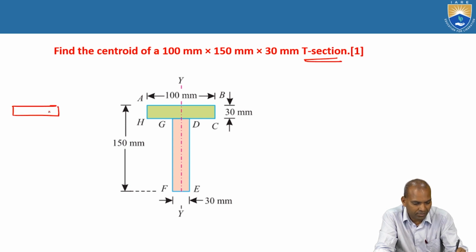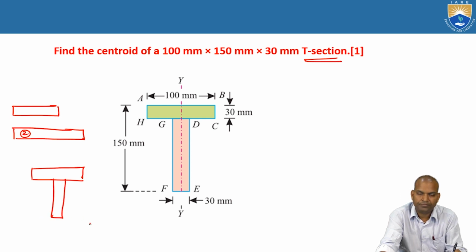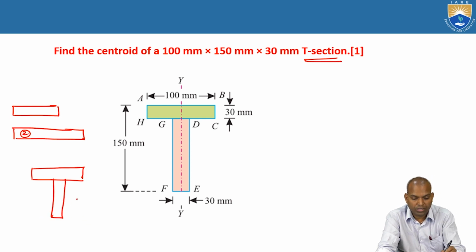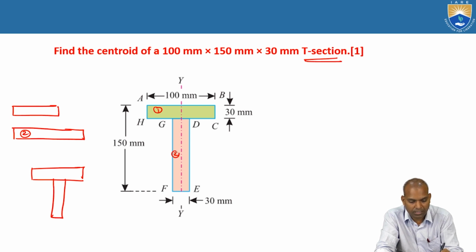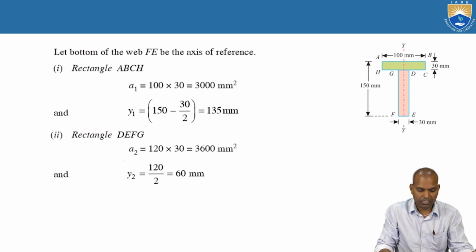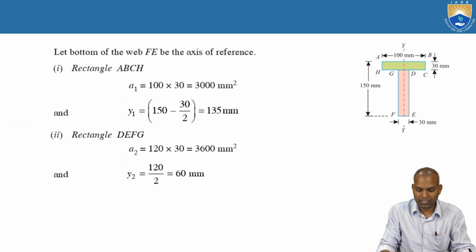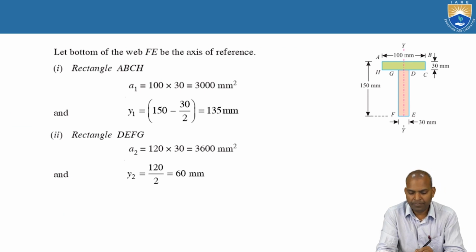Two rectangles are joined. One is a small rectangle they kept, and the second rectangle is turned vertically, then it becomes a T. So here is section 1 and here is section 2. What is the procedure for this? Consider a reference axis. Section 1 has AB of 100 millimeters, and it is 30 millimeters.